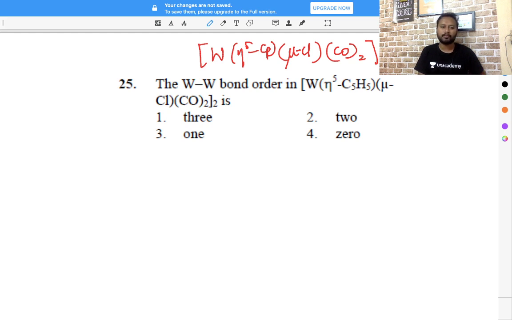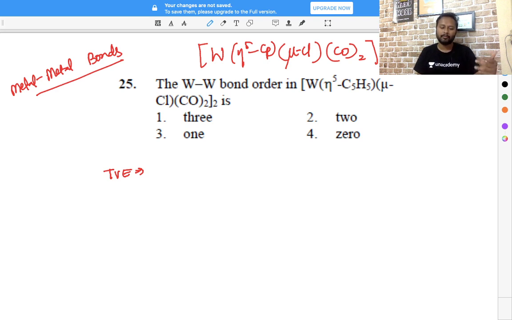This topic comes under finding metal-metal bonds. Okay, so how do we do that? First of all, we calculate the total valence electrons. So let's try to do that. Tungsten, what kind of species is this? Tungsten comes under which group?